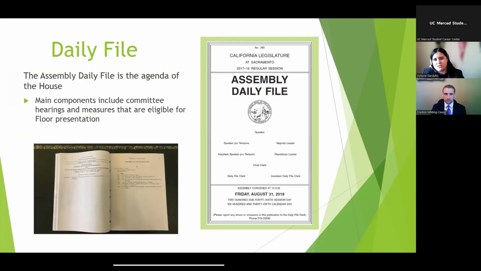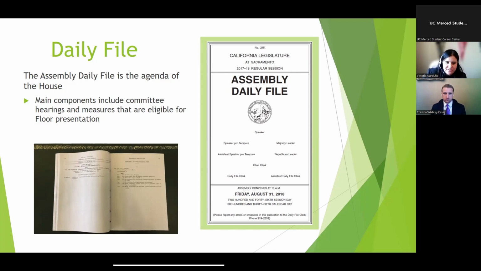So now on to the publications. We're going to start with the daily file. The Assembly daily file is the agenda of the House. And what that kind of means is, in the daily file, we list where the bills are. If they're in committee, when the committee hearing is, what day, time, location, what bills that committee is going to hear. It is in the daily file, as well as what bills are on third reading and are eligible to be taken up on the floor.